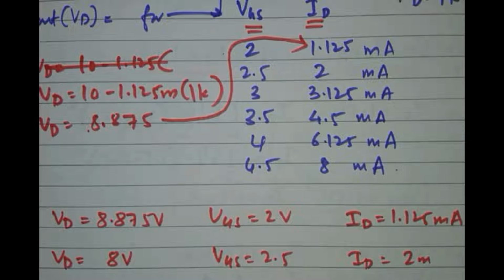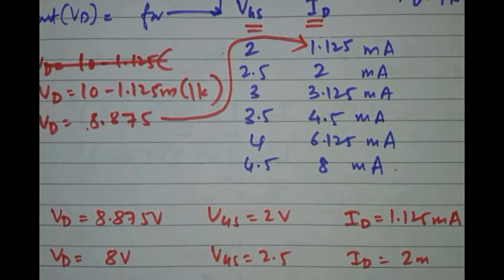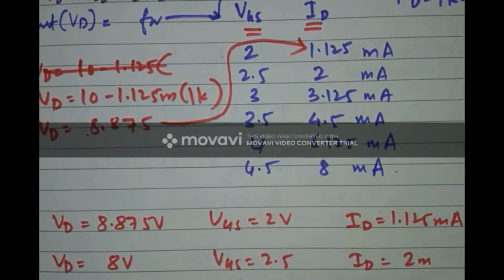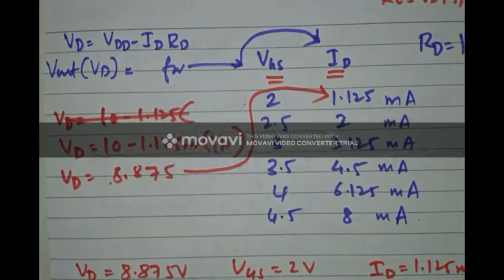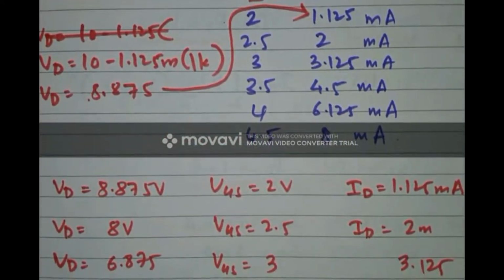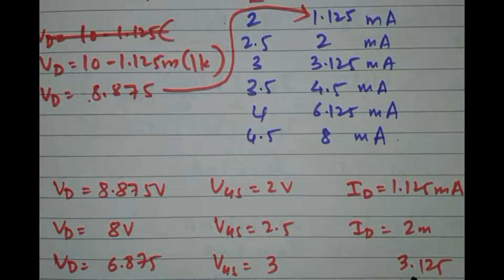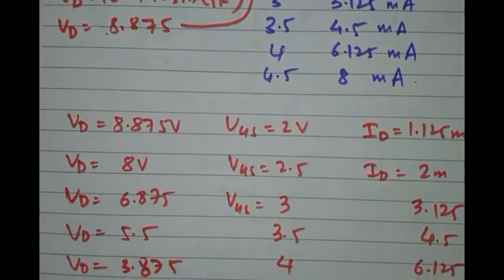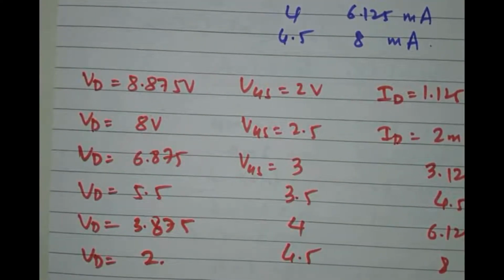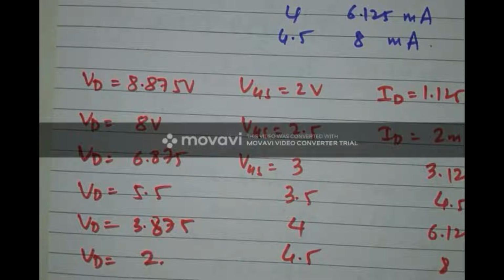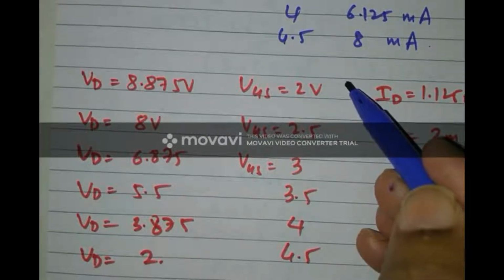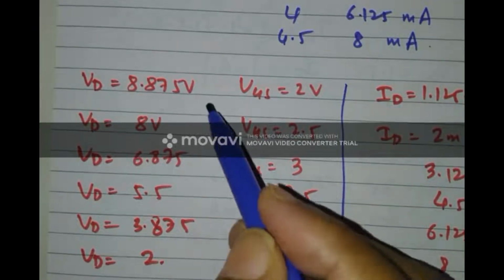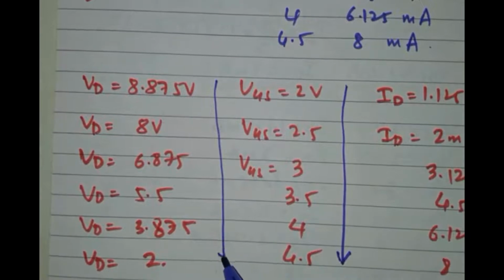If I keep on doing the calculation, I'm going to get VD equal to 8 volts for ID equal to 2 milliampere, because I can simply substitute these ID values over here. Now if I move further, if I calculate for ID equal to 3.125, my VD will be 6.875. Similarly I'm getting different values of VD for different values of VGS. One interesting thing you can see over here: as my VGS, that is my input DC voltage, increases, my output voltage is decreasing.